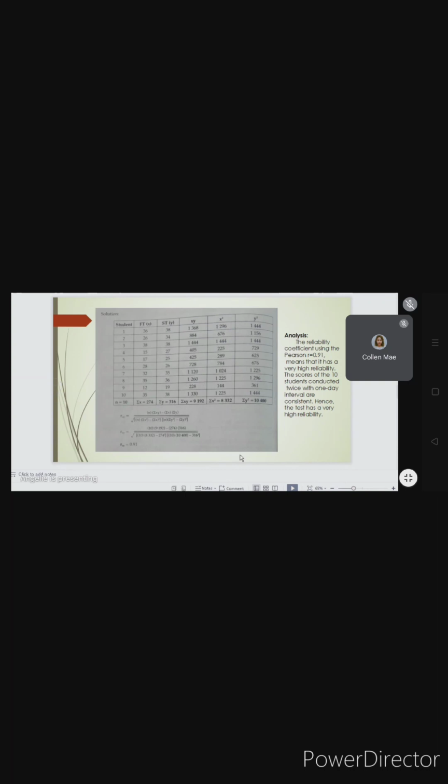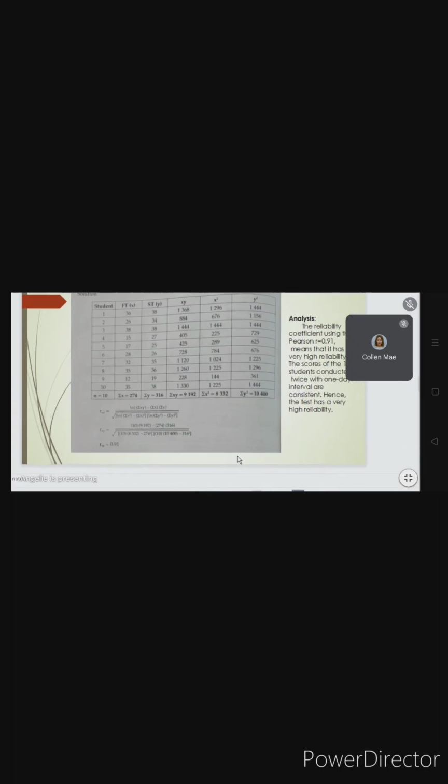So we have now obtained the summation of x, summation of y, summation of xy, summation of x squared, and summation of y squared. Our n here is 10. The summation of x is 274, because we add the 10 numbers of x. For y, we also add the numbers from 1 to 10, and the result is 316. Then the summation of xy is 9192. The summation of x squared, adding 1296 up to 1225, is 8332. Then the summation of y squared is 10,400.